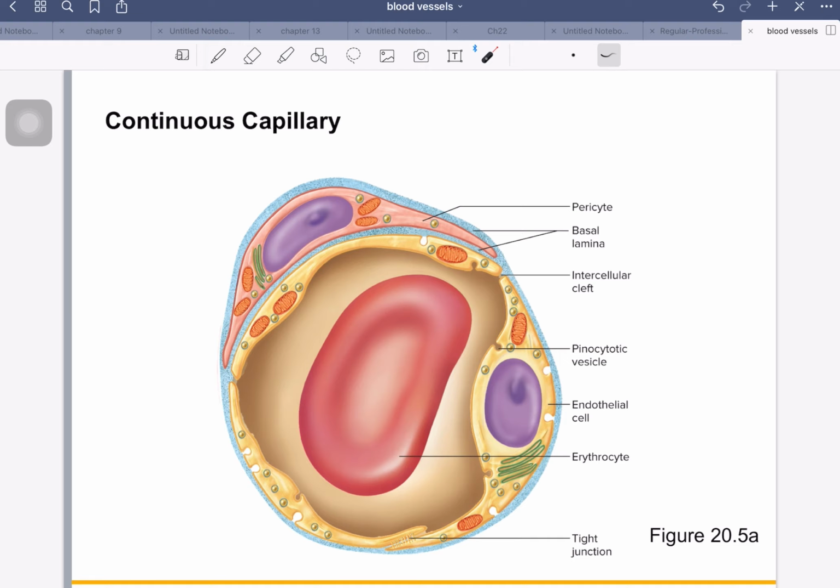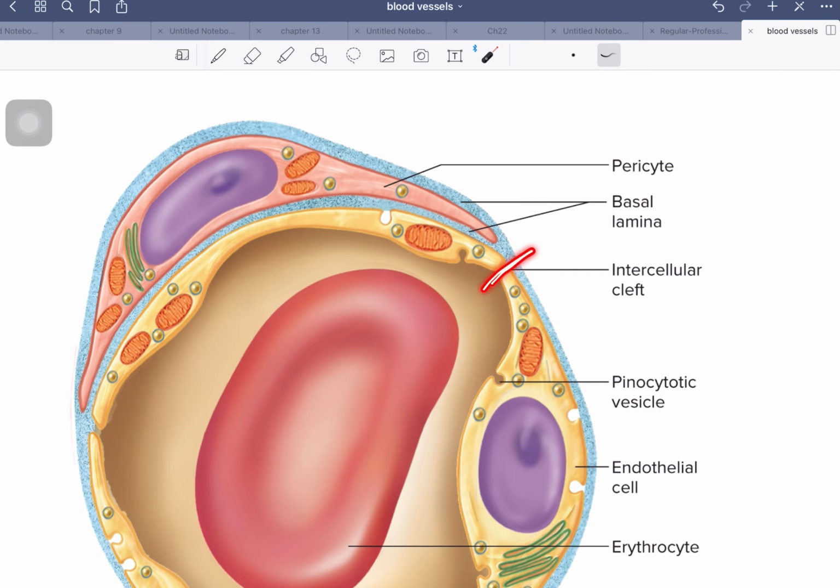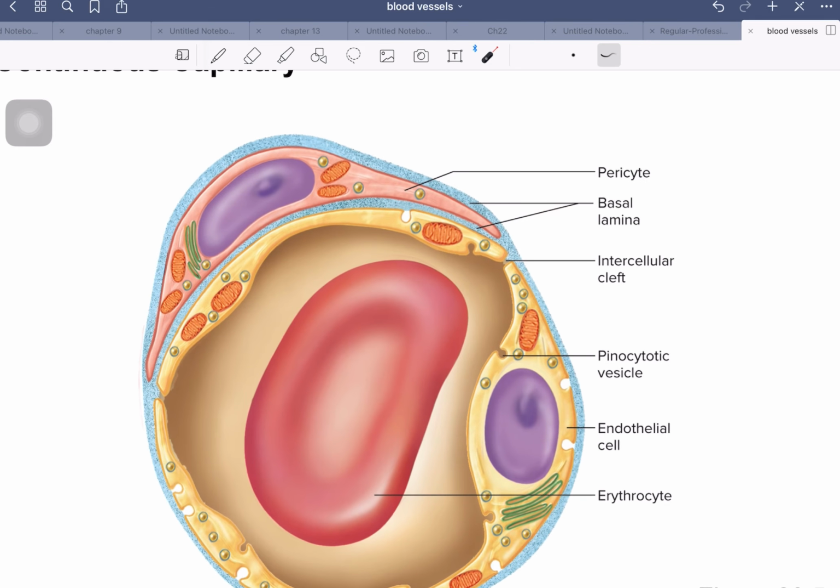Here's just a cross-section of a continuous capillary. And we can see that here is one of the endothelial cells, another endothelial cell, and a third endothelial cell. And you can see that we do have little intercellular clefts. Now, of course, they're too small for things like red blood cells or many big proteins, etc., to get through there. But water and other things can get through there.